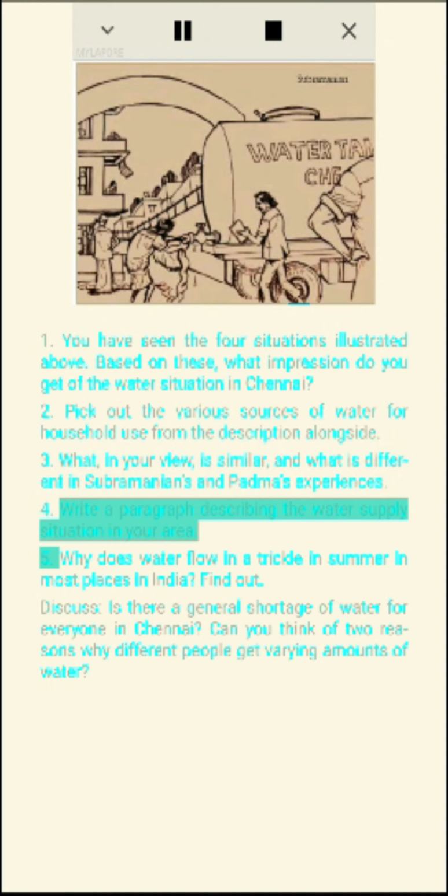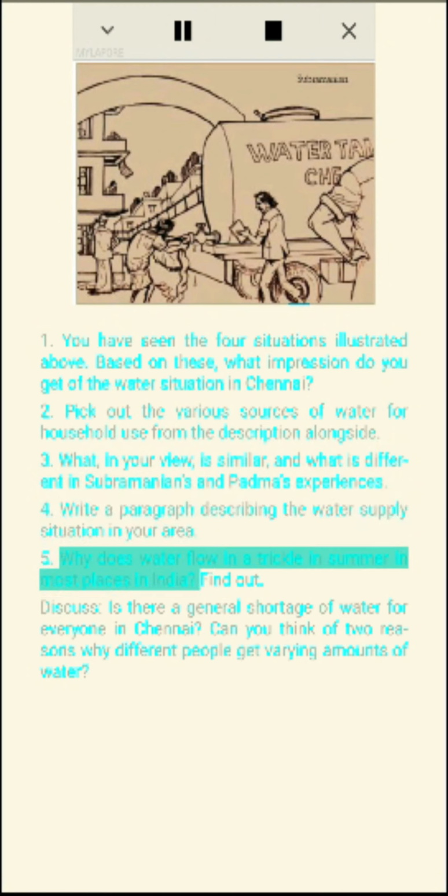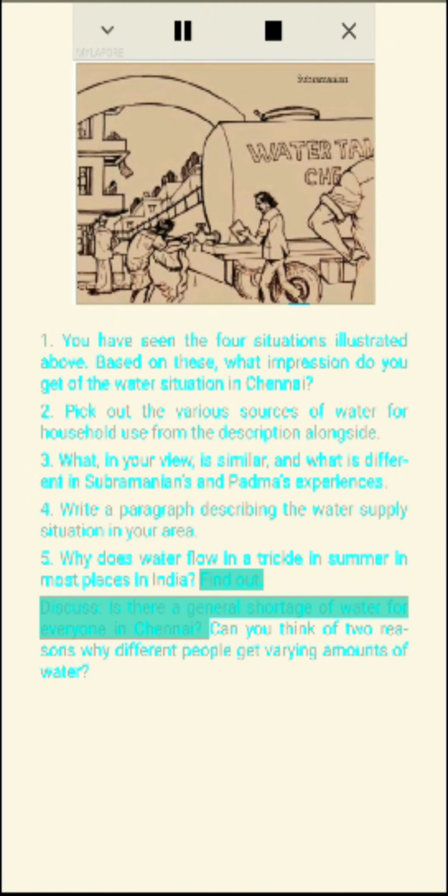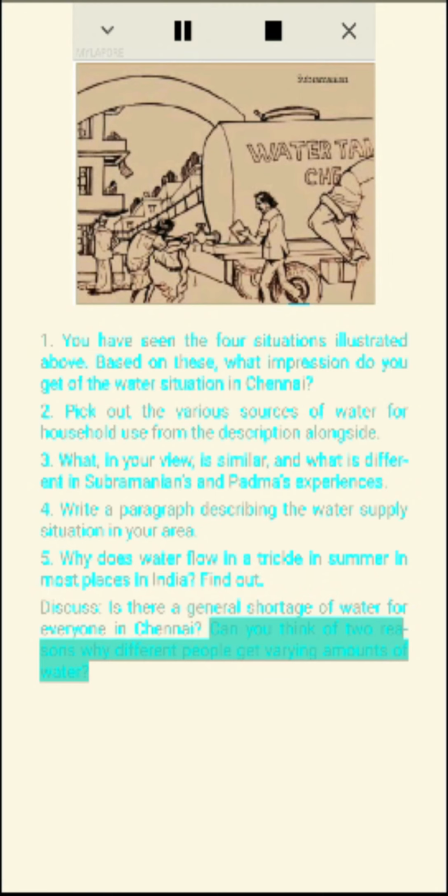Point 4. Write a paragraph describing the water supply situation in your area. Point 5. Why does water flow in a trickle in summer in most places in India? Find out, discuss: is there a general shortage of water for everyone in Chennai? Can you think of 2 reasons why different people get varying amounts of water?